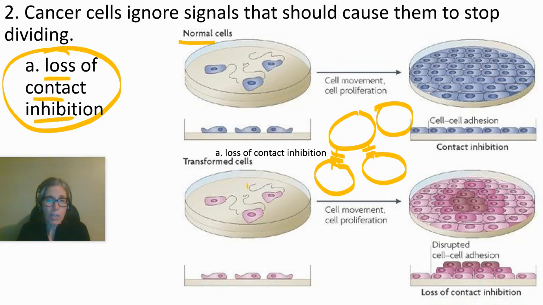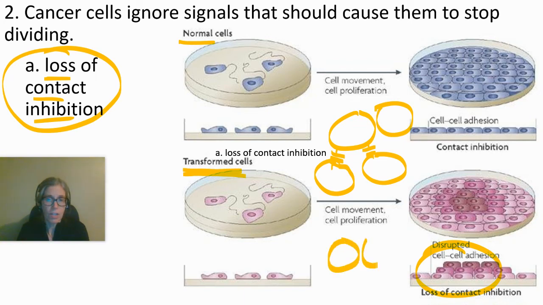If you lose contact inhibition, then here are some transformed cells. In this case, when you're talking about cancer, transformed cells means that they've become cancerous. So these cancerous cells will divide, but they don't just make a single layer. They just keep dividing and dividing and dividing because they don't know how to stop. They don't have contact inhibition. So they don't recognize each other.